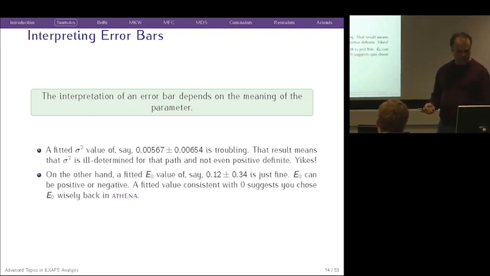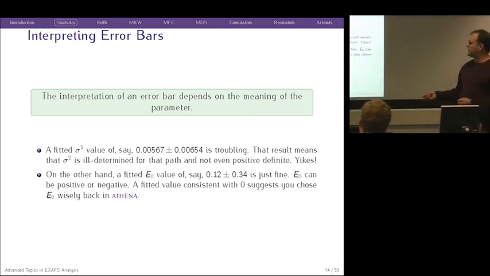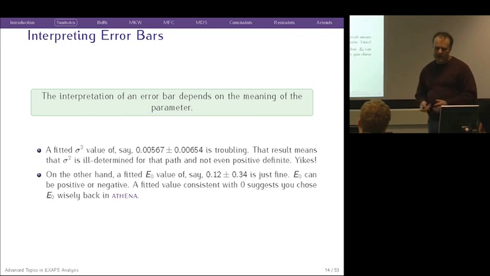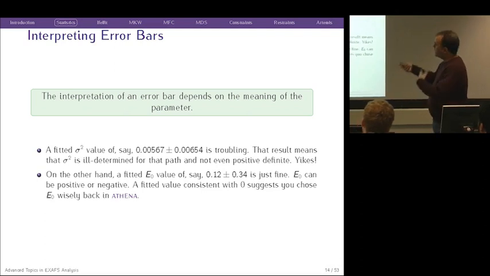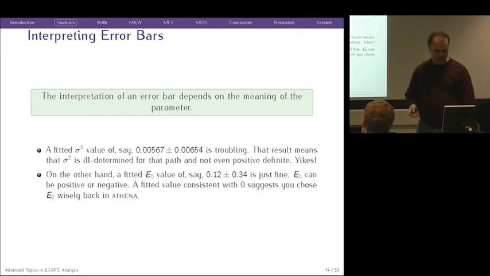On the other hand, if you get an E0 value that is not positive definite, that's no problem whatsoever, because you just pick some value of E0 in Athena, you have a parameter that lines up the energy grid of the data with the theory, and it is what it is. If you have a number that's consistent with 0 like this, that just says you've made a really good choice of E0 back in Athena. If E0 is a bit more positive than that or a bit more negative than that, that's also just fine. So how you interpret the error bar depends upon what the meaning of the parameter is. And, right, that's something you have to be mindful of as you're creating your model.